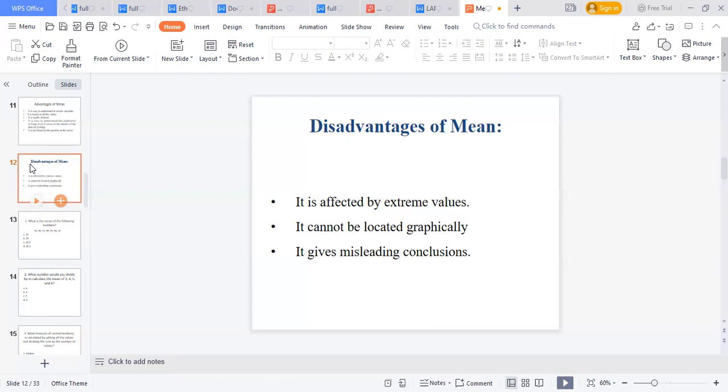So when you calculate the average age, when you say that population, the average age is 40, it will mislead somebody because you'll be thinking most of the people are aged between 30 and 50, when actually we've got toddlers and we've got an elderly person in there.